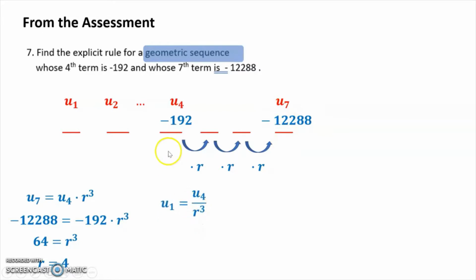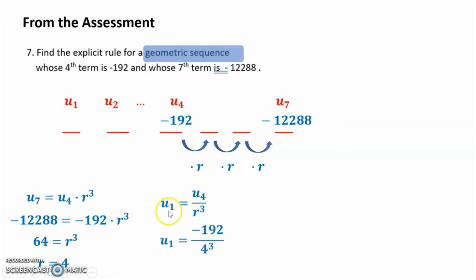Okay, now we need u1. I'm going to do the same approach we did before. To get to u1, I begin with the one I know. You begin at u4 and you take 1, 2, sorry, I don't see u3 here. It would actually be 1, 2, 3 jumps back. From u4 to u1 is 3 jumps back. And we're not going forward, which would be multiplying. We're going back, so we're actually dividing by r, dividing by r, dividing by r again. So I'm dividing by r 3 times because I'm going backwards. Okay, so u1 equals u4 divided by r cubed.